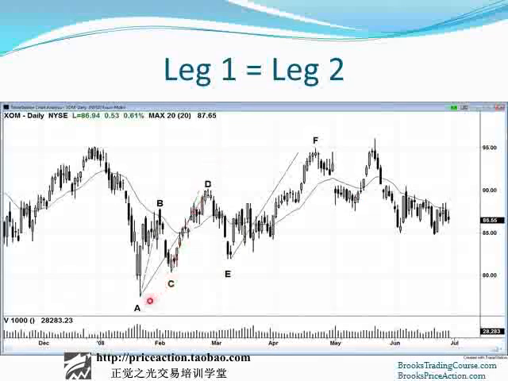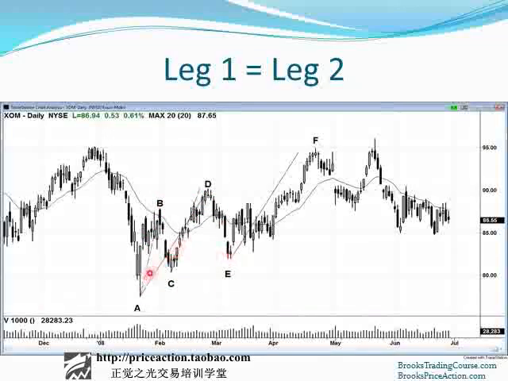Here's another example of a leg one equals leg two move. There are actually two in this picture. So leg one here is A to B. The market pulled back to C, a higher low major trend reversal. And when it reached a move up equal to the height of AB, in other words, when CD became the same size as AB, traders took profits, and this is what happened.